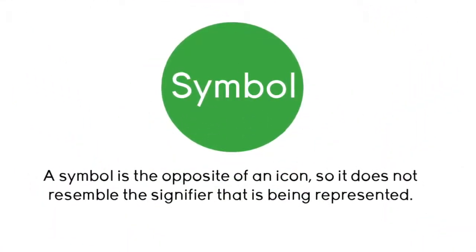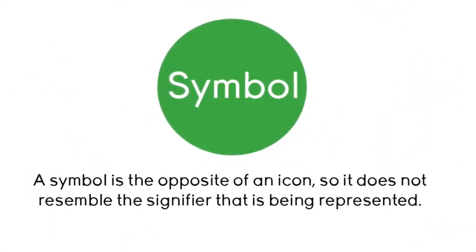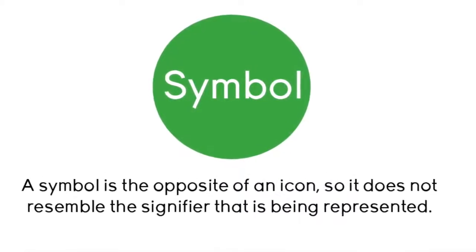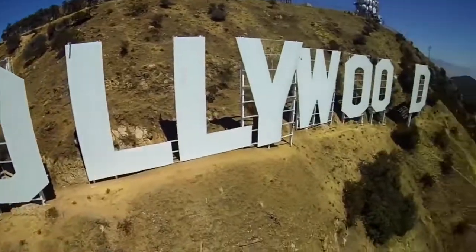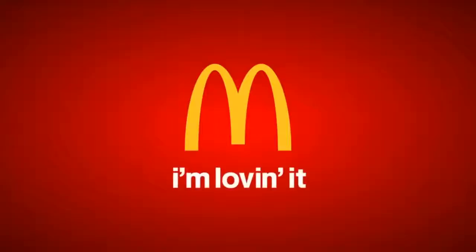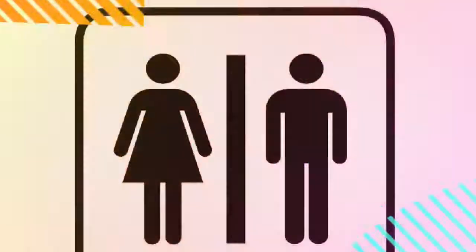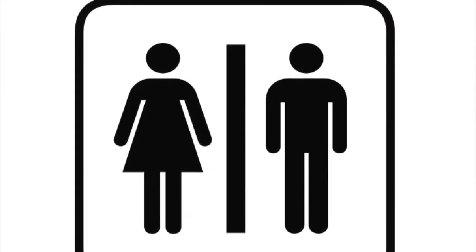A symbol is the opposite of an icon, so it does not resemble the signifier that is being represented. Symbols are learned culturally, which explains why cultures can develop different and unique traits. We learn what symbols mean over time. A common example of a symbol is the male and female icons representing the presence of toilet facilities.